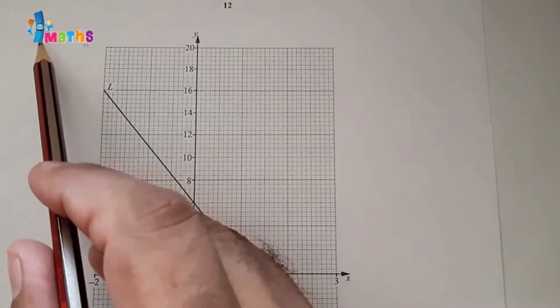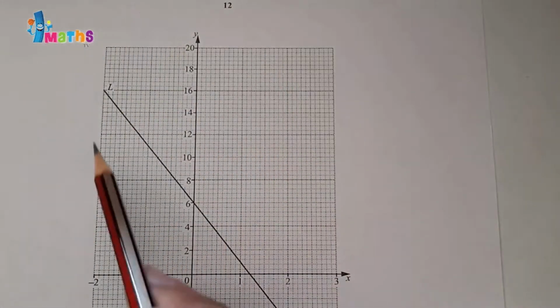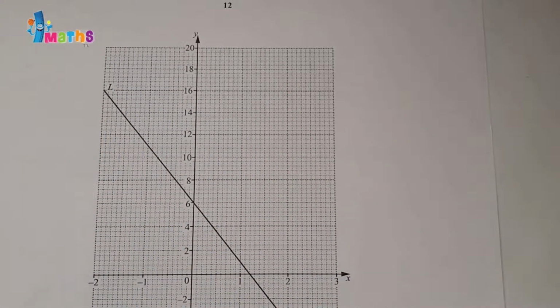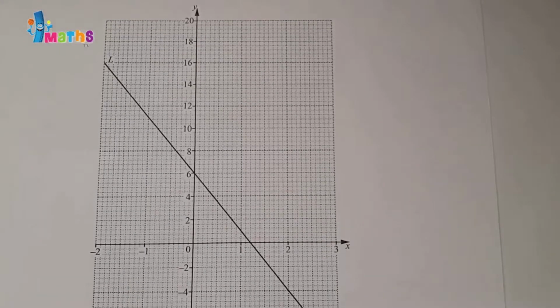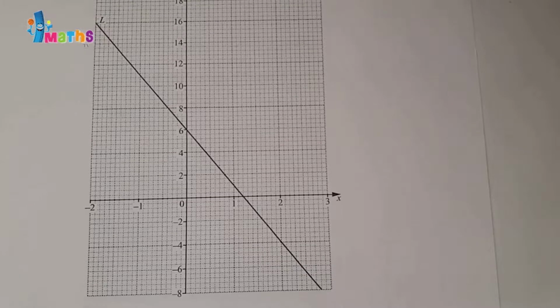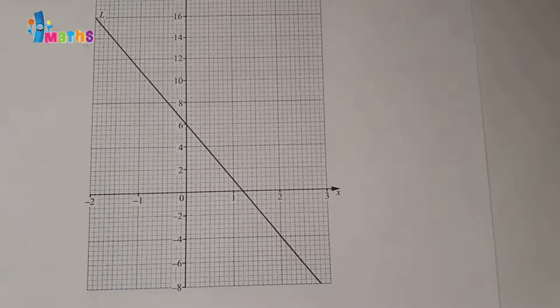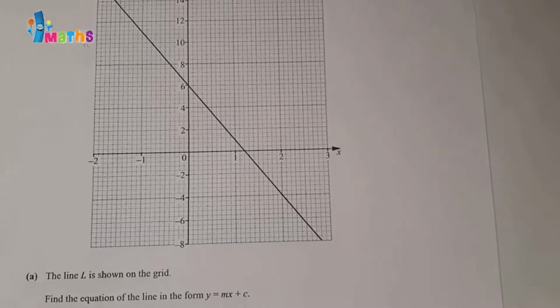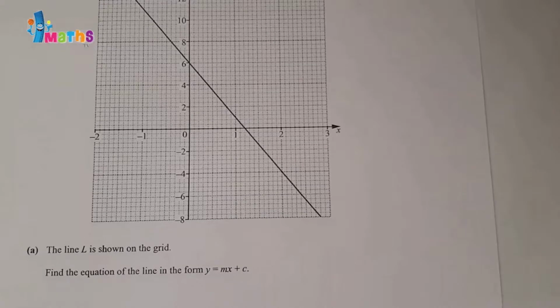Question number 7, it's a graph question. The straight line they have already drawn. This is the straight line L. We have to find the y-intercept. The question is this one, A part. The line L is shown on the grid.